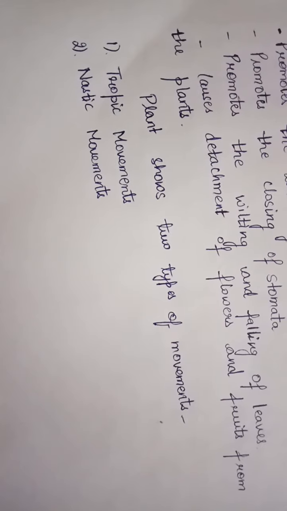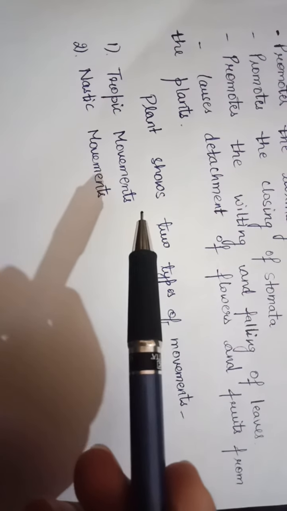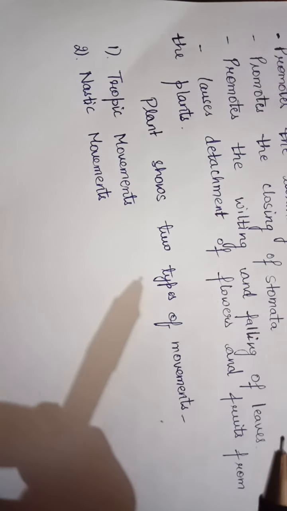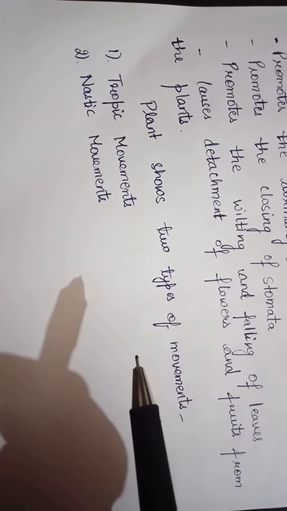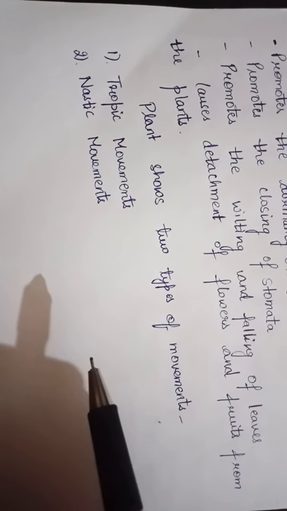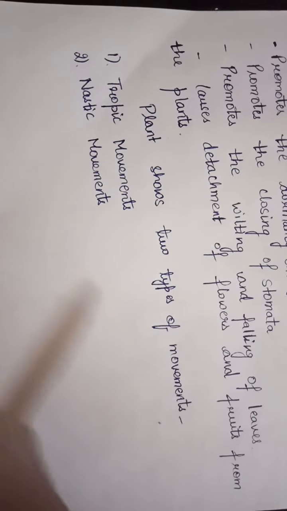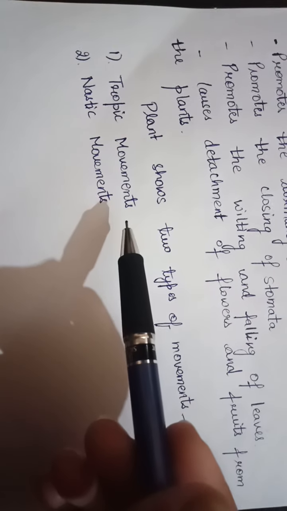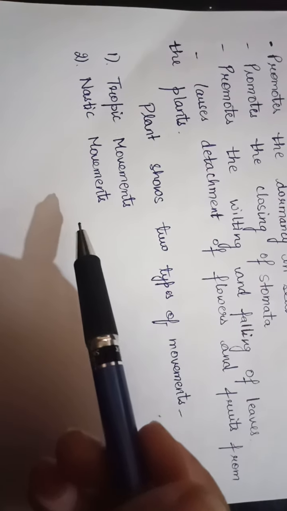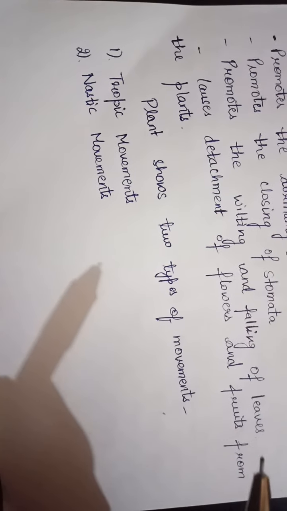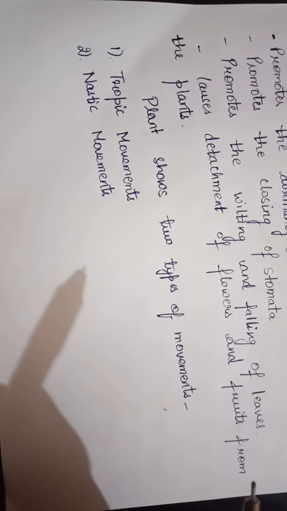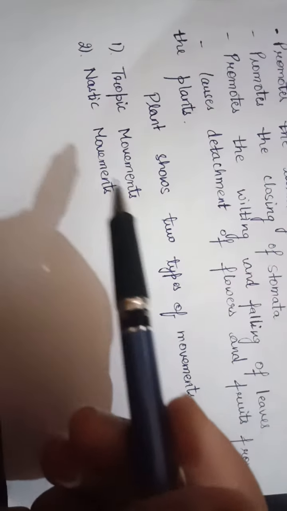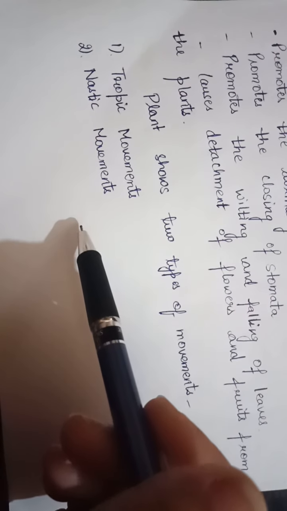So what are the tropic movements? Tropic movements mean a growth movement of a plant part in response to an external stimulus, in which the direction of stimulus determines the direction of response. But in case of nastic movements, it is not necessary that the direction of stimulus determines the direction of the response. So that is the main difference between the tropic movement and the nastic movement.